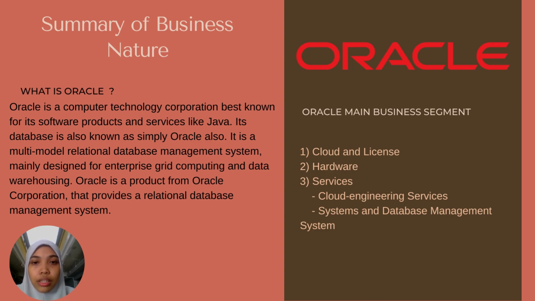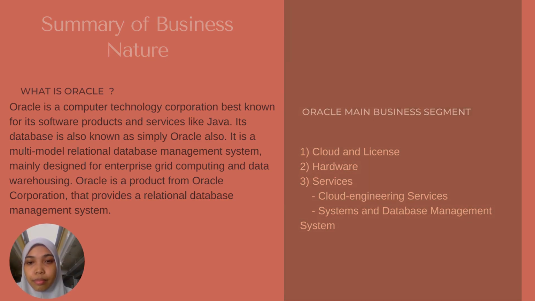Today, I want to talk about what Oracle is in the summary of business nature. Oracle is a computer technology corporation best known for its software products and services like Java. Its database is also known simply as Oracle. It is a multi-model relational database management system mainly designed for enterprise-grade computing and data warehousing. Oracle is a product from Oracle Corporation that provides a relational database management system.